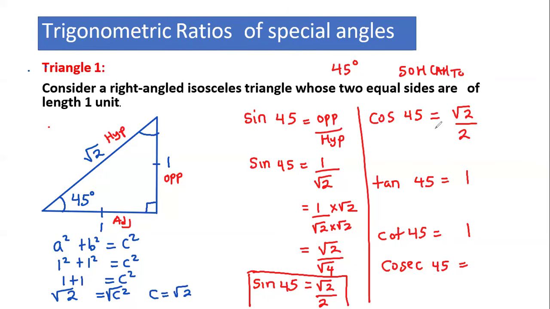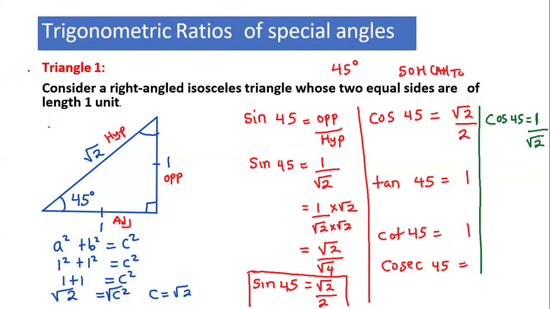Okay. Akram? Teacher, I have a concern on cos of 45. According to SOHCAHTOA, cos of 45 equals adjacent over hypotenuse. Which is, what is your adjacent? Adjacent is 1, and hypotenuse is root of 2.